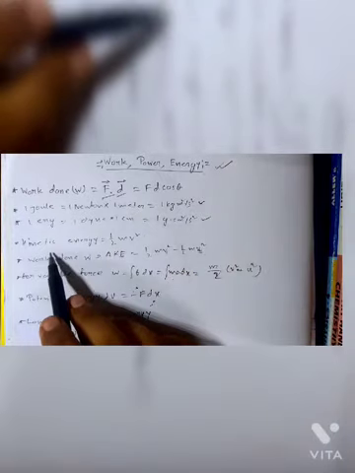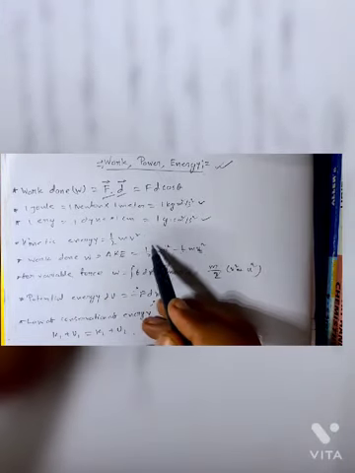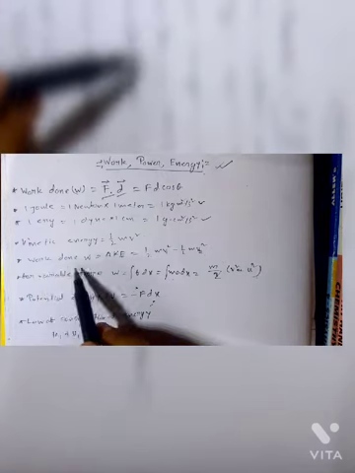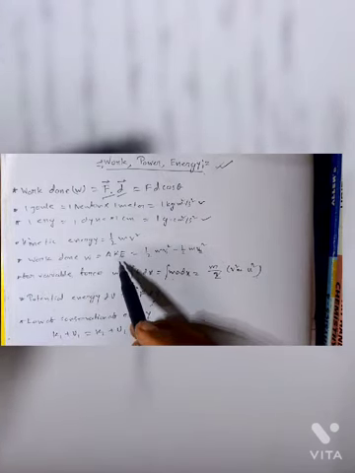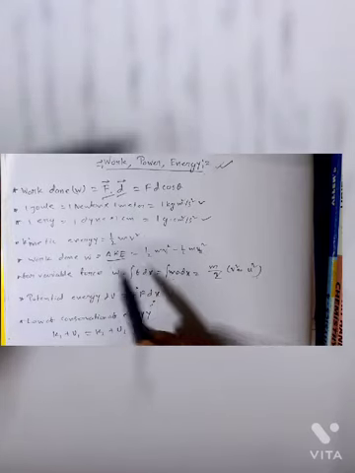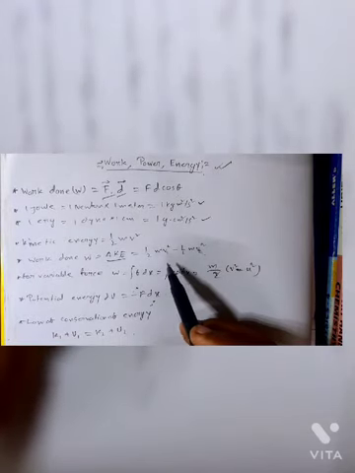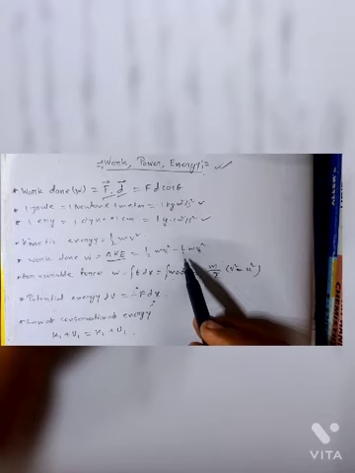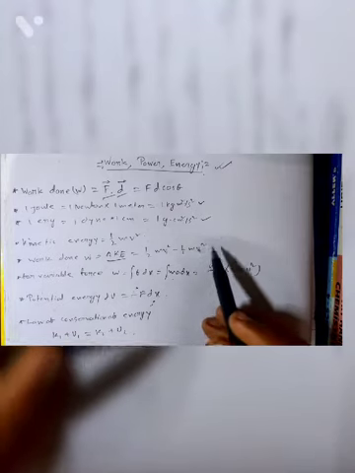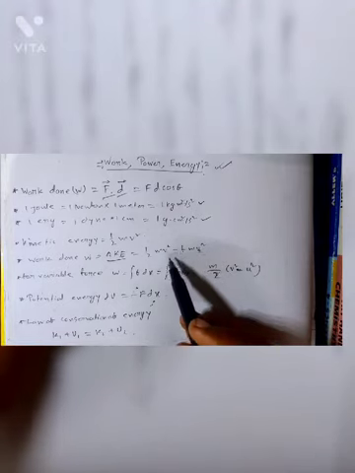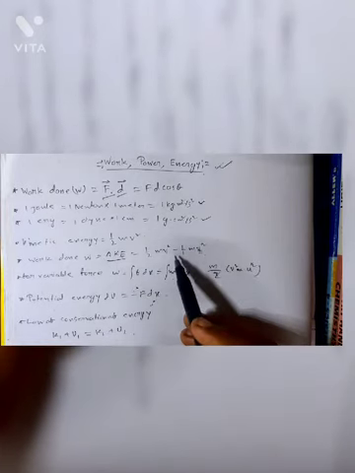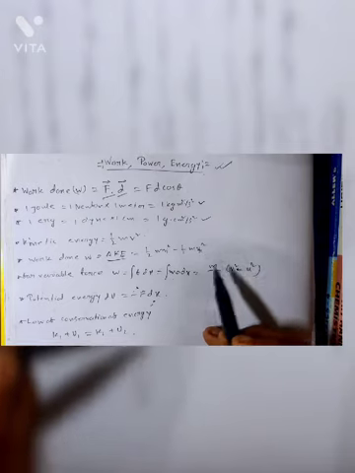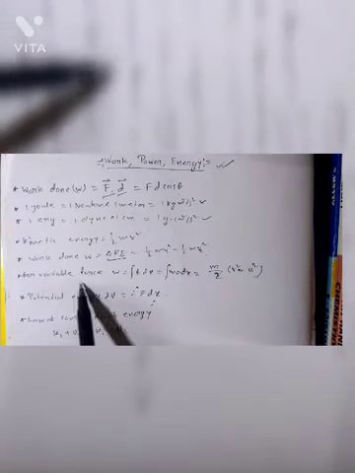Kinetic energy is written as half mv square. Work done can be written as change in kinetic energy, which is also written as half mv1 square minus half mv2 square. If the velocity changes from v1 to v2, the work done is written as half mv1 square minus half mv2 square.